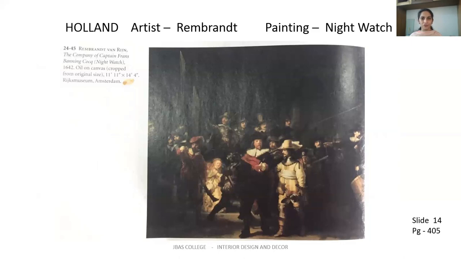This by Rembrandt is called the Night Watch. Again, typical of Rembrandt, where the entire painting is dark and there is a very dramatic spotlight on the captain that is there in the center. And this is a phase where the captain is just giving out some instructions to his subordinates just before they go to the war, which is called the Night Watch.